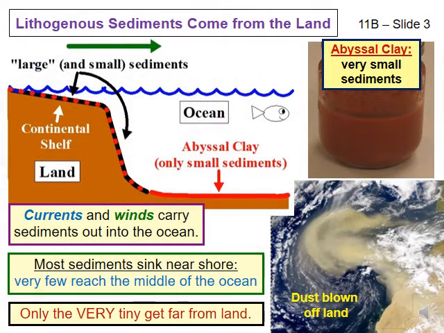Slide 3. Key things to know about lithogenous sediments. Lithogenous sediments are carried to the coast by rainwater runoff, rivers, and winds, then currents and winds carry them from the coast out into the ocean.